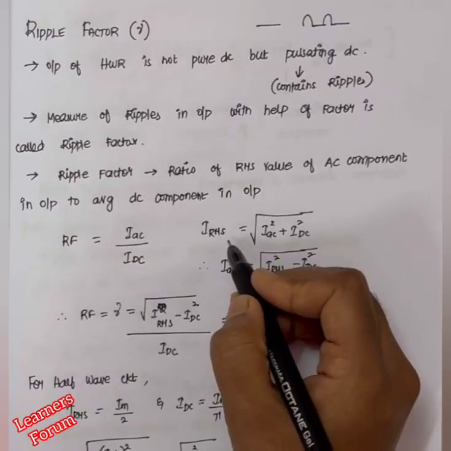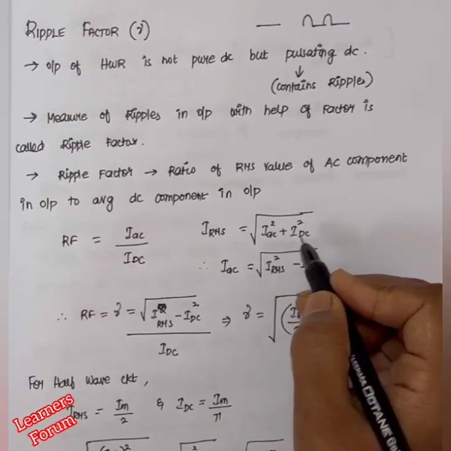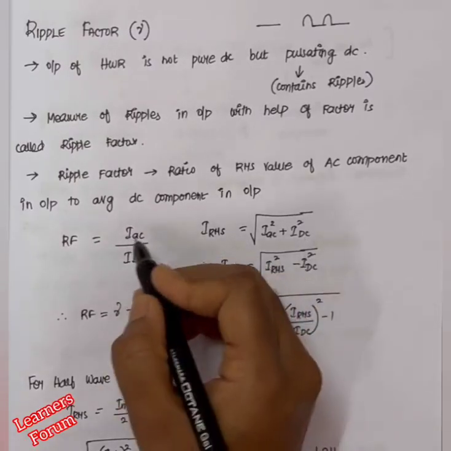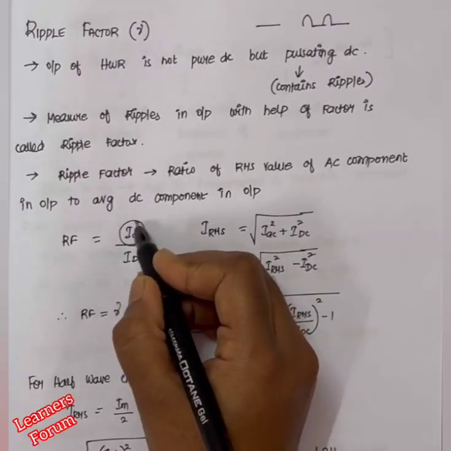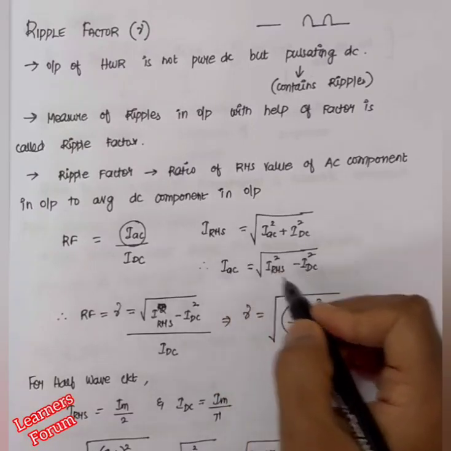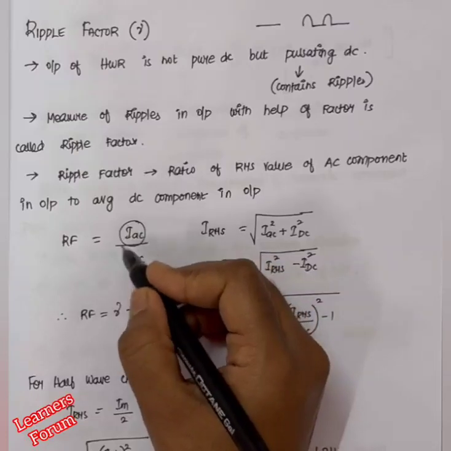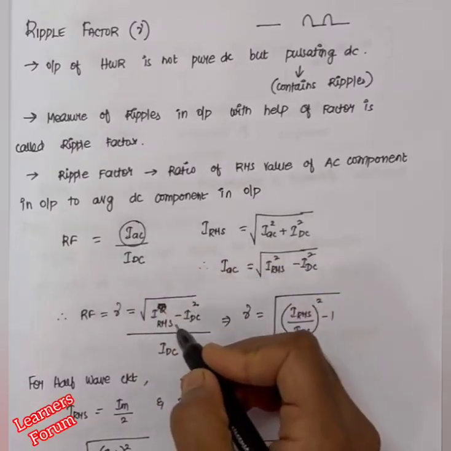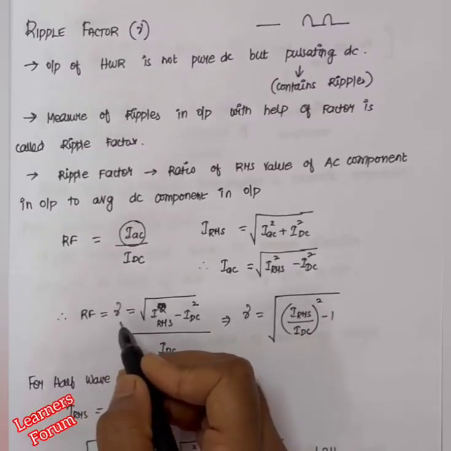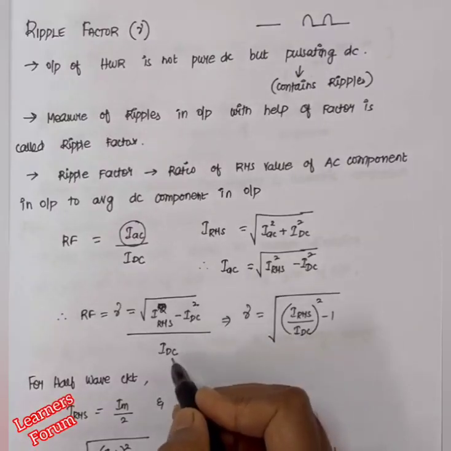So we have calculated the value of RMS, which is nothing but the combination of both the AC component and the DC component. So we will get it as IRMS equal to square root of IAC square plus IDC square. So we are supposed to calculate the value of IAC now. From this equation, we can get the value of IAC as square root of IRMS square minus IDC square. So we can substitute this value of IAC in our ripple factor equation, divided by the value of IDC. So this will be the ripple factor, gamma, which is equal to square root of IRMS square minus IDC square, divided by IDC.